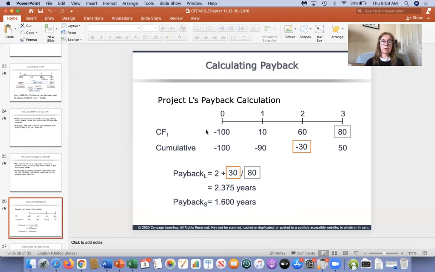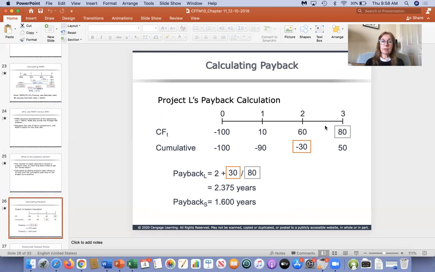We have this timeline here with the cash flows for project L: 100, 10, 60, and 80. We have another row here. These are our cumulative cash flows. We're trying to see when we go positive. Right now we're down $100. After the first year, we're going to be down $90 because we brought in $10. Second year, we bring in 60, so we're down $30. And the third year, we bring in 80, so now we're positive $50. So when did we recoup our investment? Sometime between year 2 and year 3.